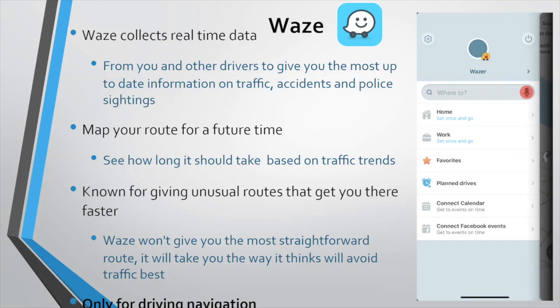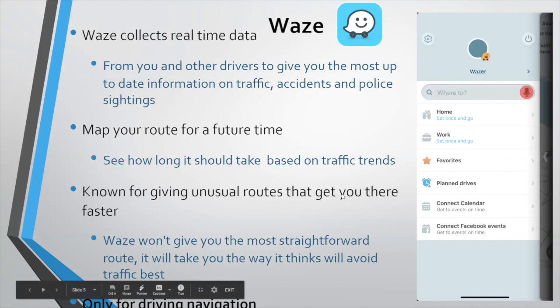It is known for giving some more unusual routes to try and get you there faster. That's typically because if there's traffic or something, Waze will try and find a way around that. So you might find that you're taking some strange paths home that you wouldn't normally think to take. And that's just because it's trying to get you there faster.